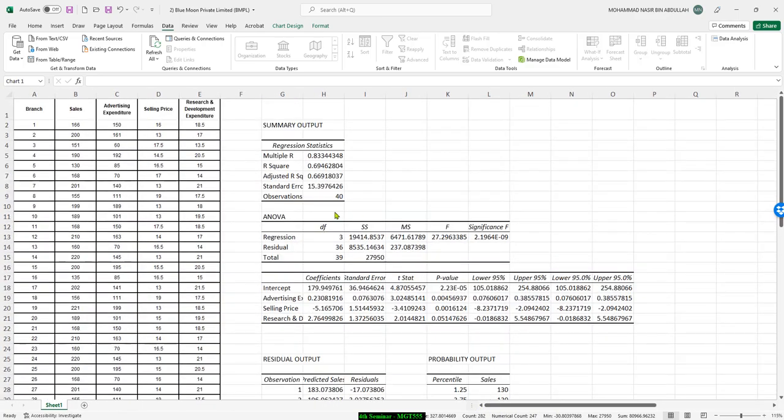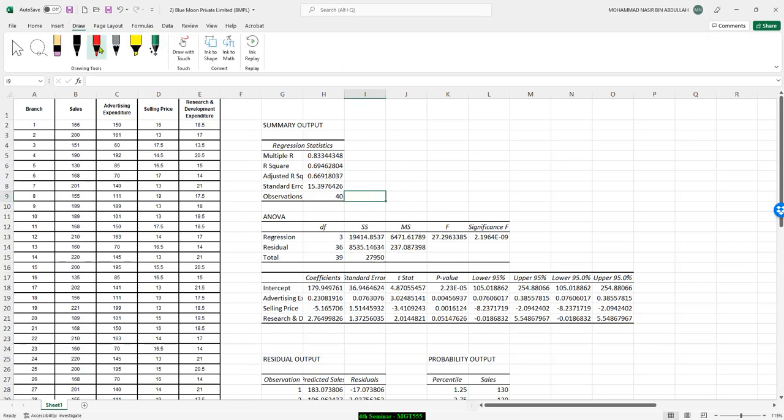Okay, now by looking at this one, the first part, multiple R. So we are not going to look at multiple R anymore. We are focusing on R squared because we are using multiple linear regression. So R squared here is equal to 0.694, which is equal to 69.46%. So this is R squared. R squared must be represented in percentage.